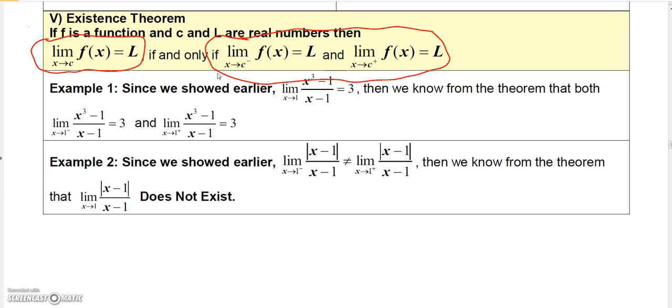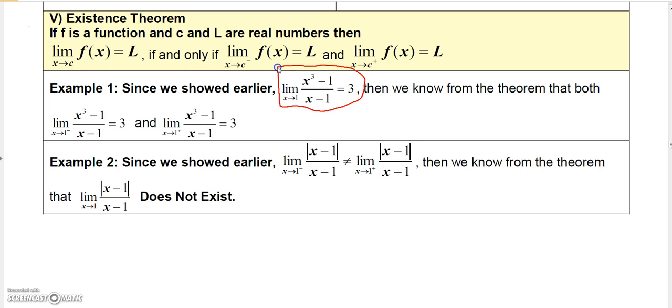Okay? So let me just show you. In an earlier example, we showed that the limit of x cubed minus 1 over x minus 1 as x approaches 1 is actually 3. Well, if that's true, then we also know from this theorem that the limit of that same function as x approaches 1 from the left must be 3, and the limit of that same function as x approaches 1 from the right is 3, because that's what that says.